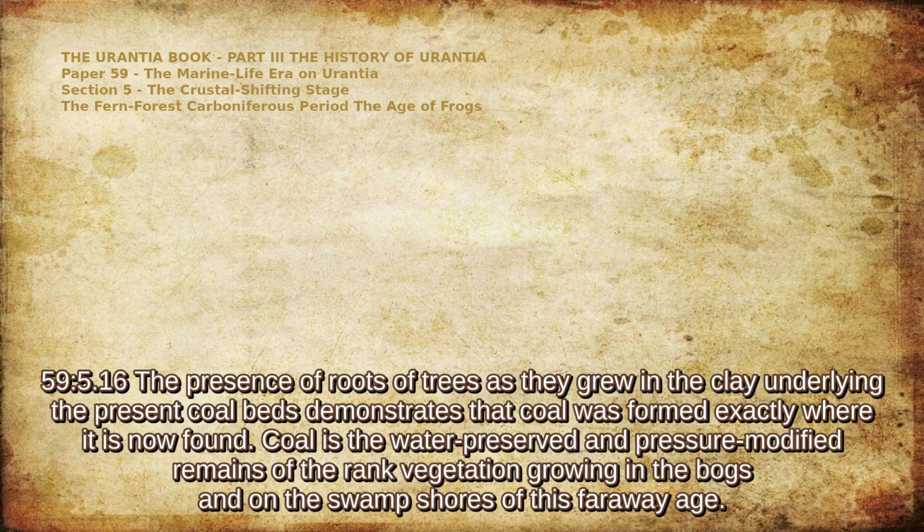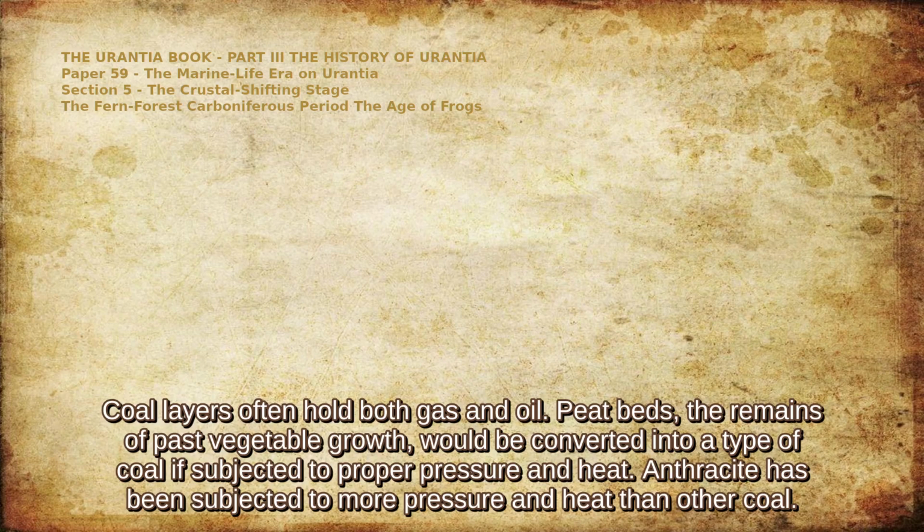The presence of roots of trees as they grew in the clay underlying the present coal beds demonstrates that coal was formed exactly where it is now found. Coal is the water-preserved and pressure-modified remains of the rank vegetation growing in the bogs and on the swamp shores of this faraway age. Coal layers often hold both gas and oil.